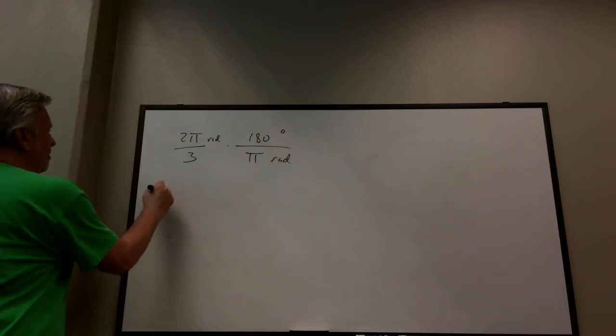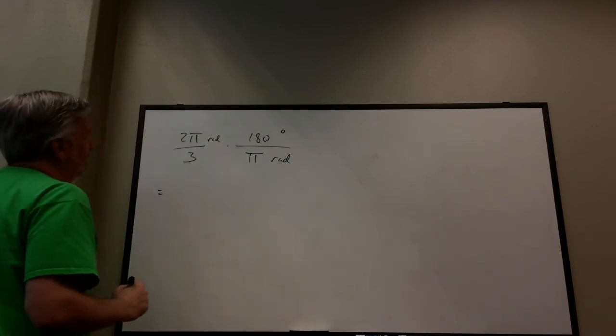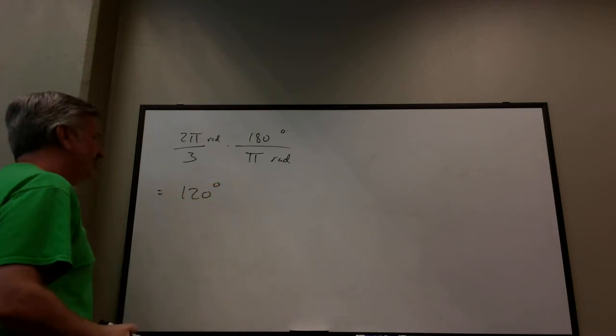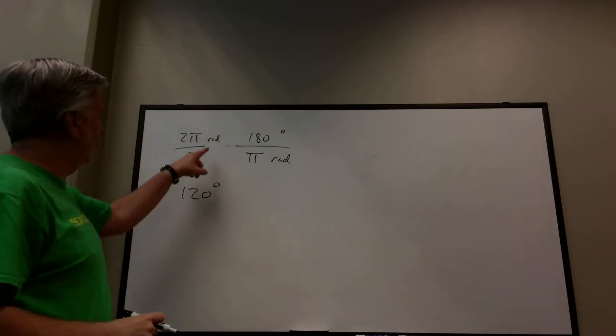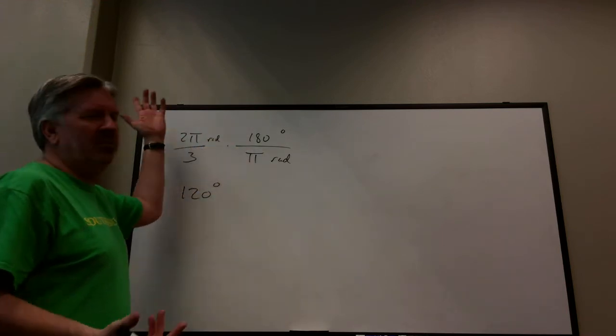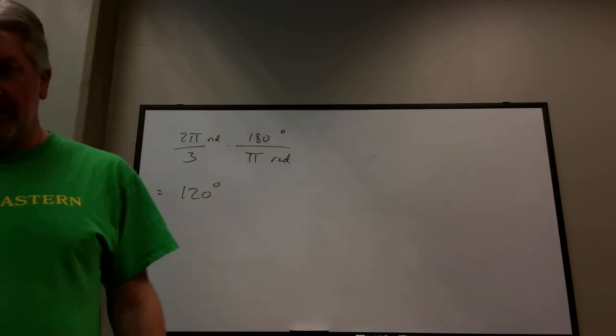Okay, so when we do the multiplication, now the pi's drop out, and the radians drop out, they cancel, so I get 360 over 3, that's 120 degrees. Don't forget your degree sign, right? I'm going from radians to degrees, so don't forget your degree sign. So we know how to do unit conversion, we did it before, so the only new thing is 180 degrees is pi radians.